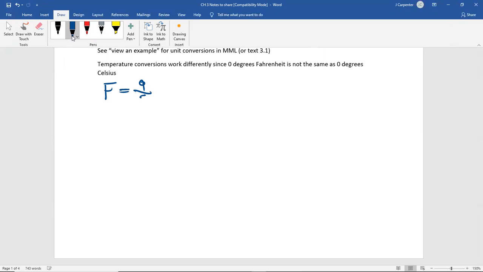F equals 9 over 5 C plus 32. That was one of them. And C equals 9 over 5 parentheses F minus 32. Now these two equations are just algebraic rearrangements of each other, and also the one on the right is wrong. That should be 5/9, not 9/5. There we go. 5/9.